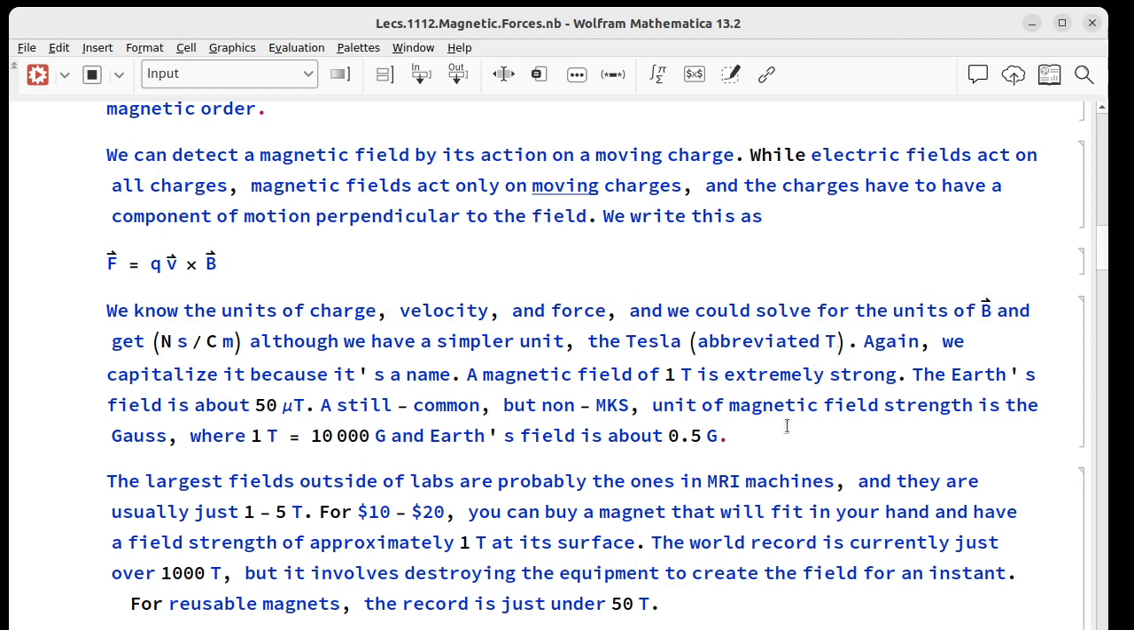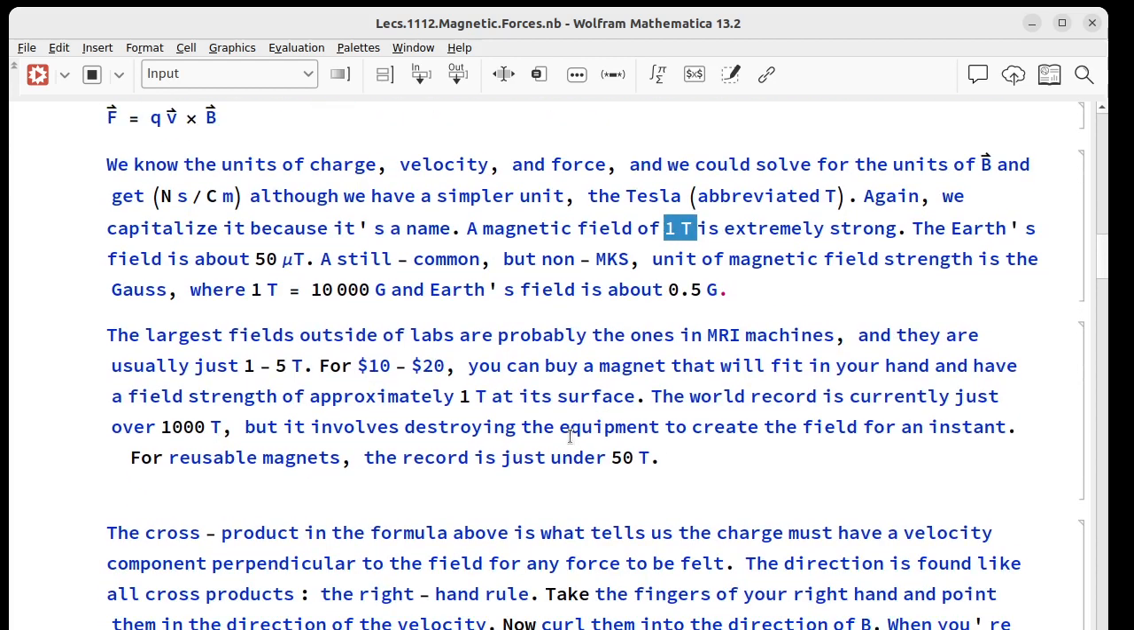It's again a capital T because it's somebody's name. A magnetic field of one Tesla, for example, is really strong. The Earth's magnetic field is about 50 millionths of a Tesla. There's a common unit of magnetic field strength that is not in the metric system, and that's the Gauss. One Tesla is about 10,000 Gauss, so the Earth's field is about half a Gauss. The largest fields outside of labs are going to be found in MRI machines. They're usually a few Tesla.